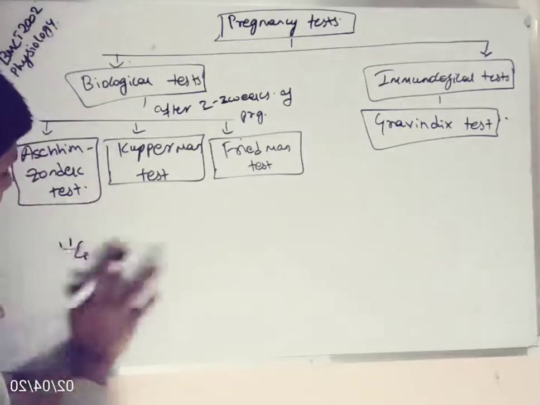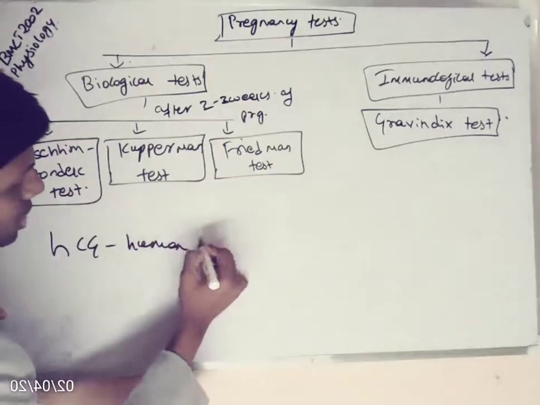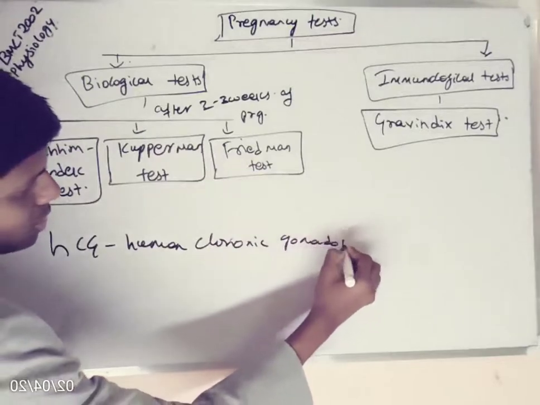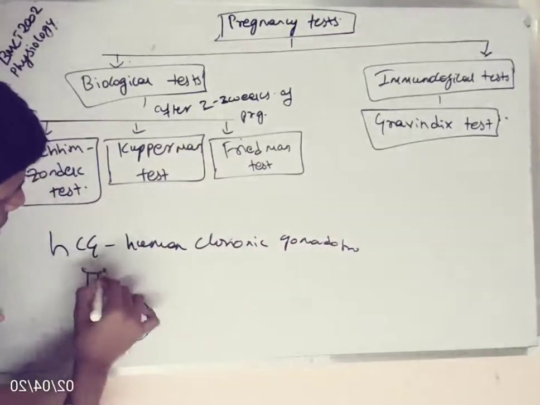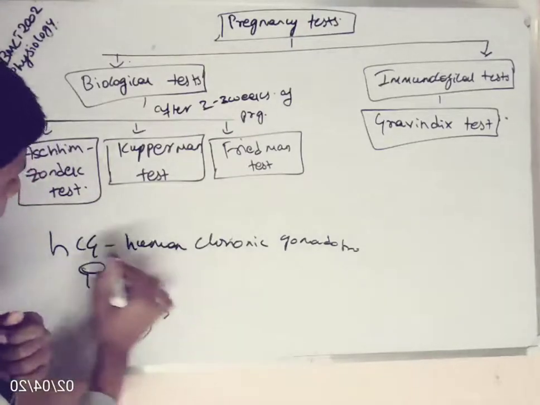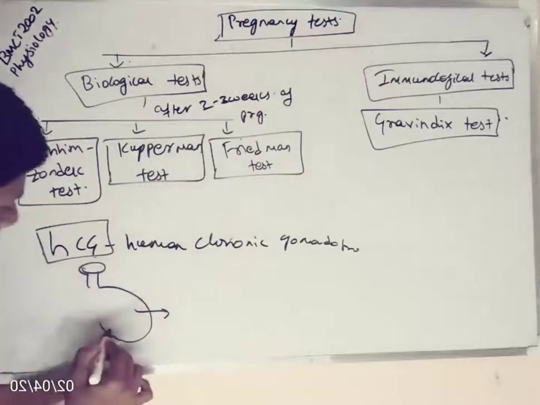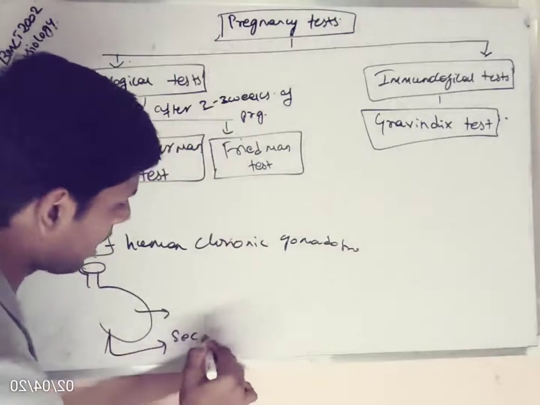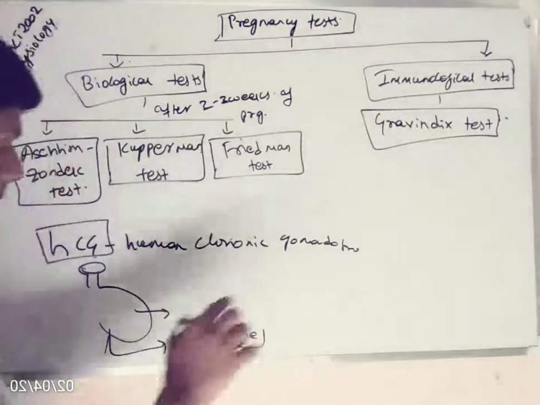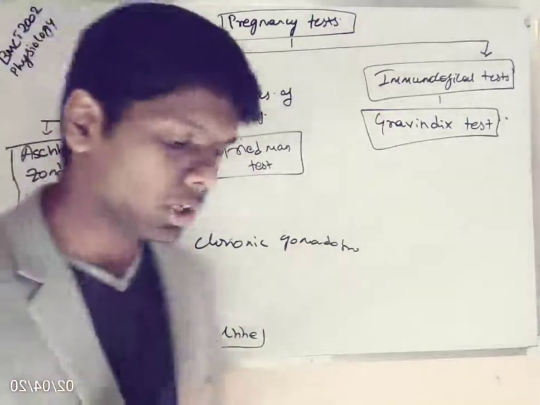So when the woman gets pregnant, she will secrete a hormone called HCG, human chorionic gonadotropin, and this HCG will be excreted via urine. So the urine of a pregnant woman will definitely have this particular protein called HCG, human chorionic gonadotropin.